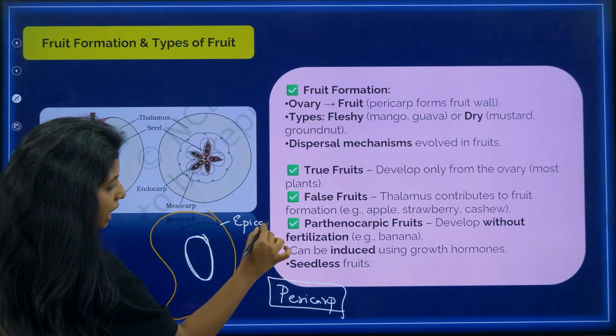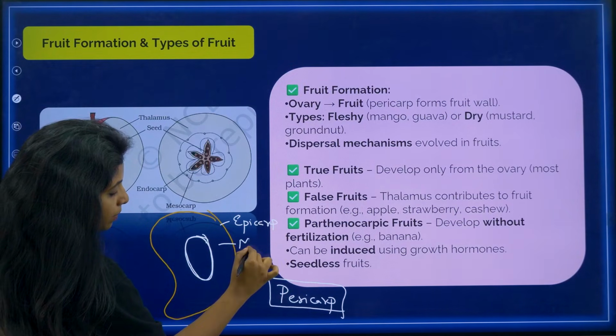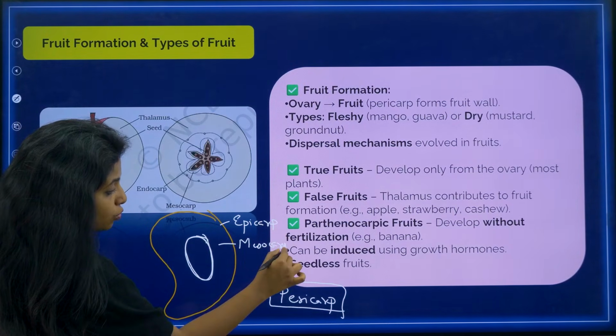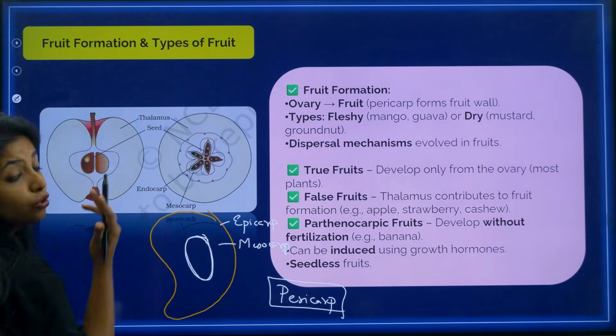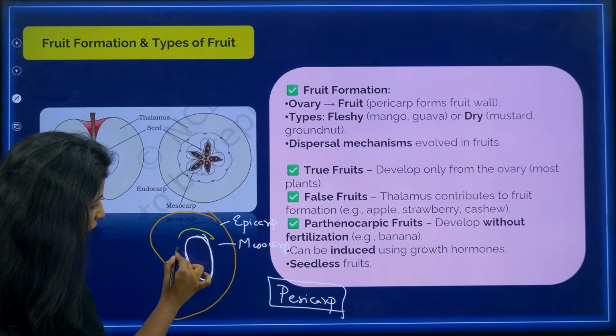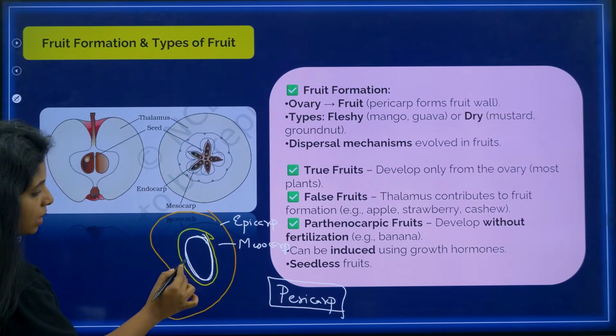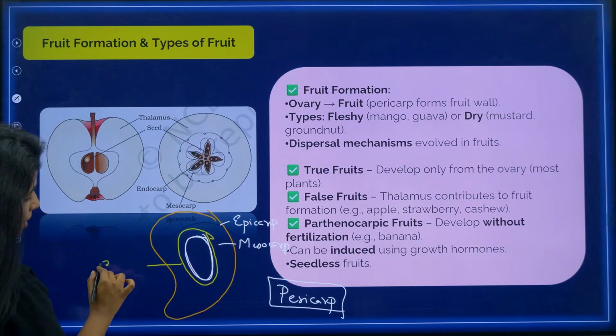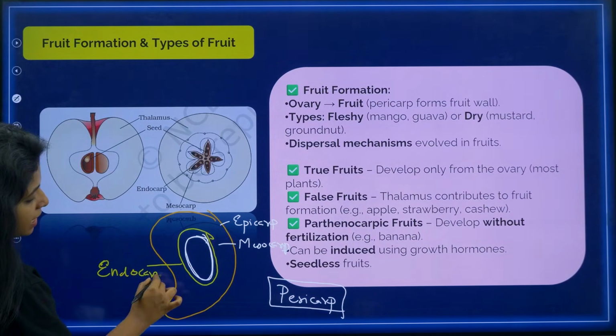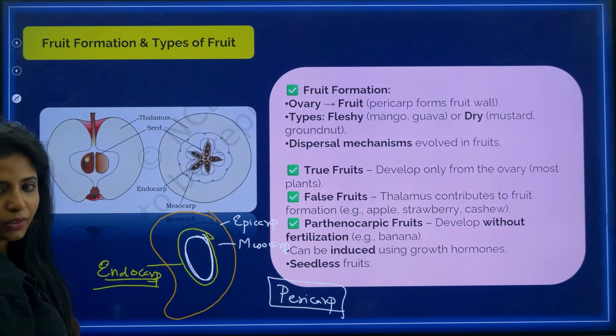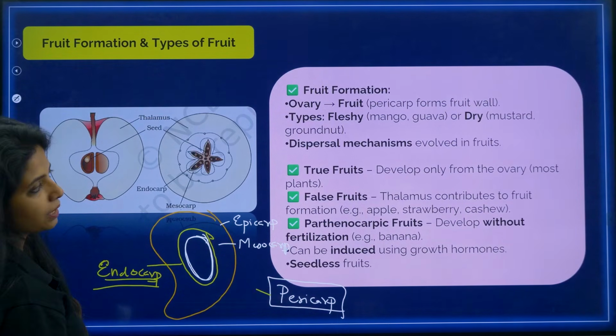Outermost layer is epicarp. Then you have the middle layer, the fleshy thing that we eat, which is mesocarp. And then the gutli, or basically the innermost hard structure inside which the seed is there, my dear children, you call this as endocarp. Cool. All of them form the pericarp.